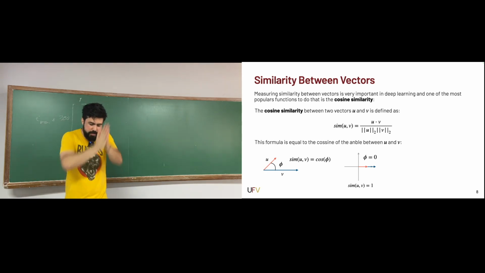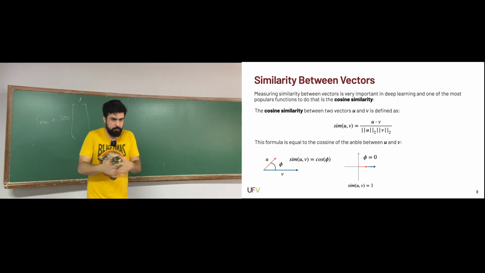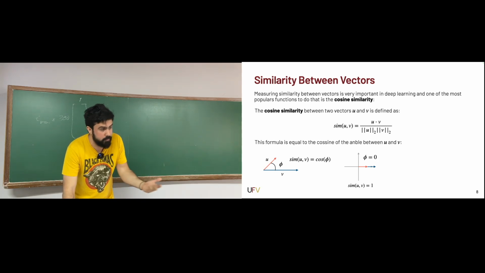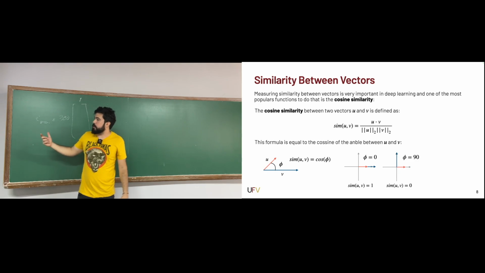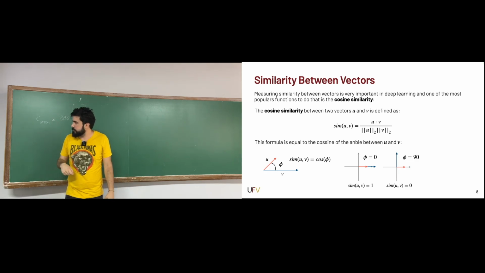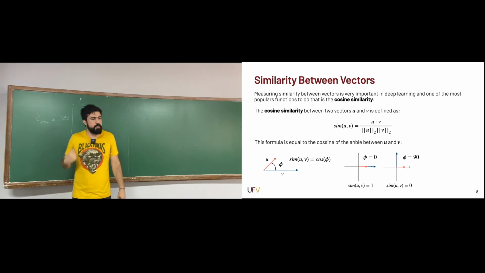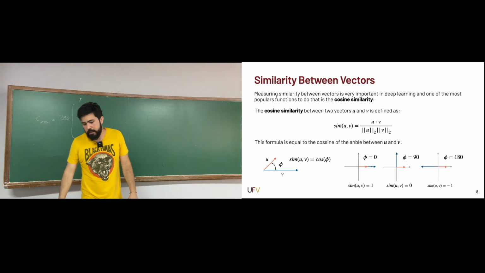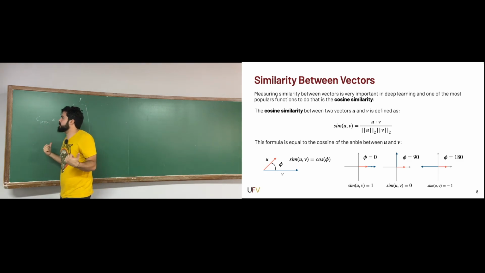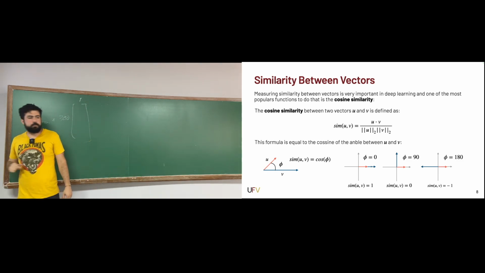So if they are pointing in the same direction, they're considered the same. So similarity maximum is 1. If they are orthogonal to each other, then cosine is 0, right? Cosine of 90 is 0. And you're going to have this 0 similarity, okay? And if they're pointing in opposite directions, then their similarity will be -1.